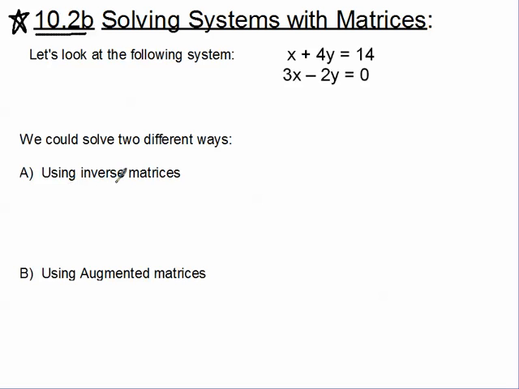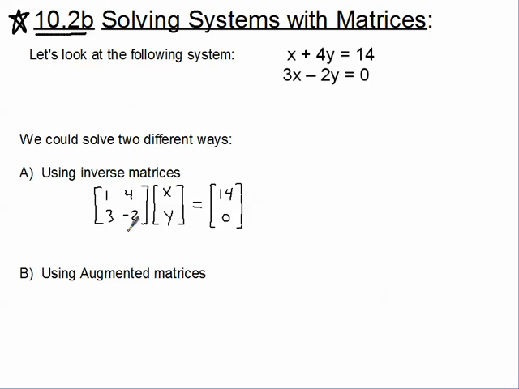If we first want to solve by inverse matrices, we need to know how to put this system into a matrix equation. So the first matrix is going to be a coefficient matrix, and it's going to be 1, 4, 3, and -2. That's the 2 by 2 coefficient matrix. We're going to multiply that to our variable matrix, which in this case, since our variables are x and y, we're using x and y. And we're going to set that equal to our constant matrix, which in this case is 14 and 0. So let's see where all of these numbers come from.